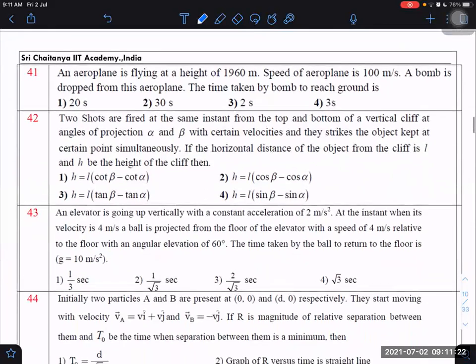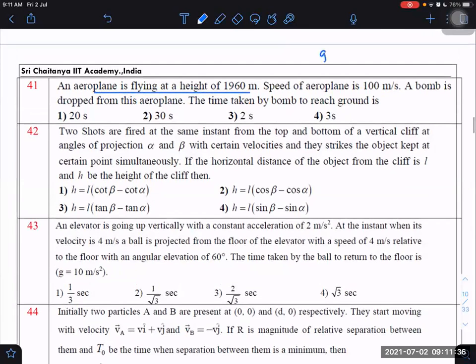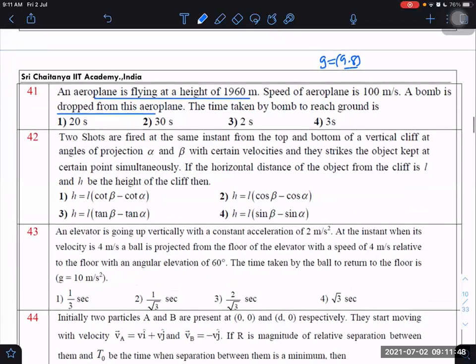What is 41? Aeroplane is flying at a height. Here we have to take the height as 1960 meters, and we have to find the time. G we have to take as 9.8 first of all. Because the bomb is dropped. What do you mean by dropping? I have told you before.